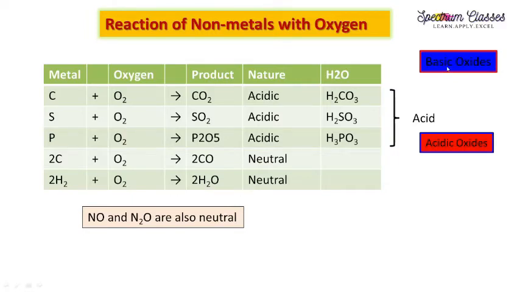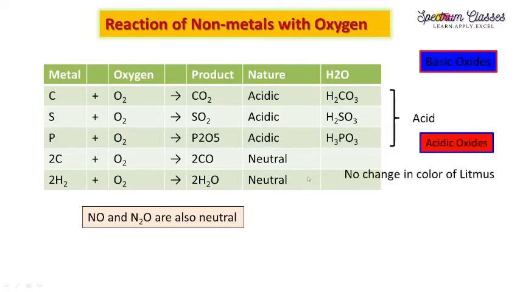Which litmus? Red litmus. So this is opposite to that. Non-metals have opposite properties. Metal oxides are either basic in nature or they are amphoteric. At the same time, non-metal oxides are acidic in nature or they are neutral.